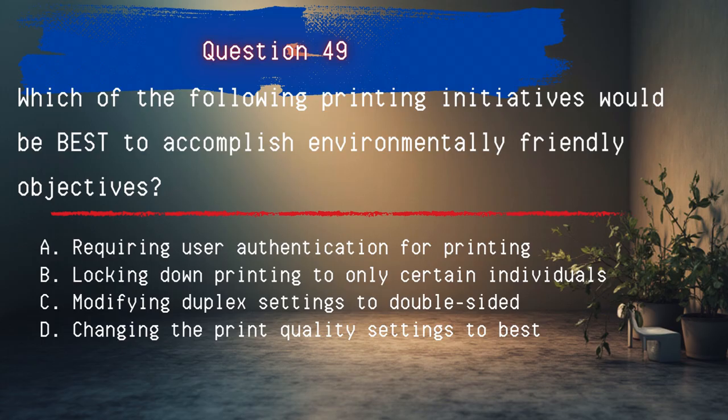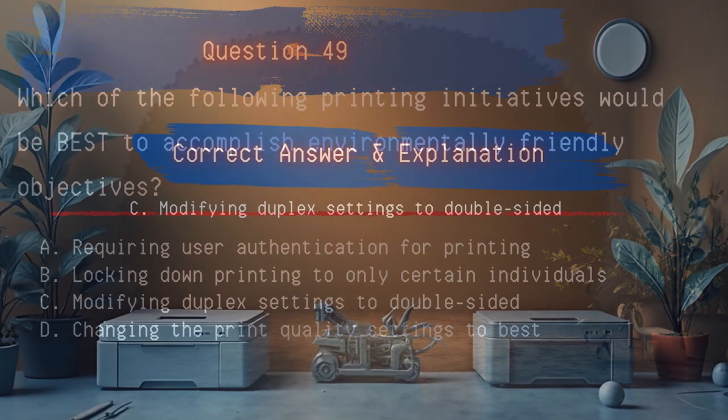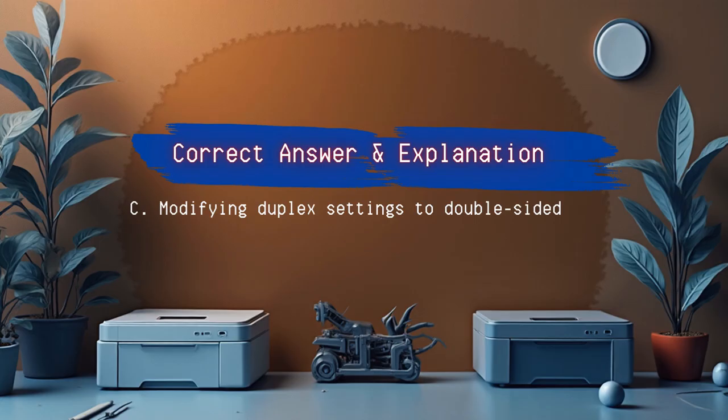Question 49. Which of the following printing initiatives would be best to accomplish environmentally friendly objectives? A. Requiring user authentication for printing. B. Locking down printing to only certain individuals. C. Modifying duplex settings to double-sided. D. Changing the print quality setting to best. Correct answer, modifying duplex setting to double-sided.